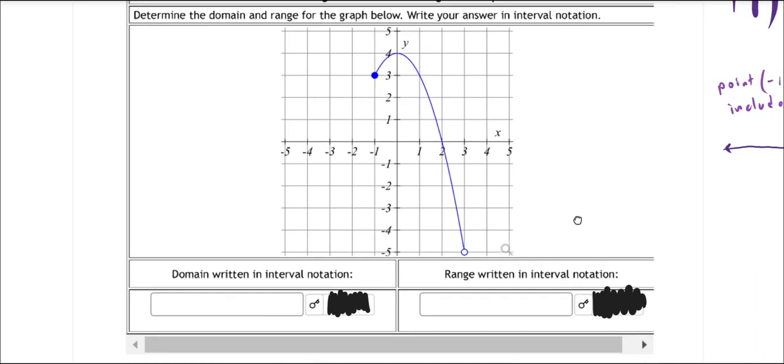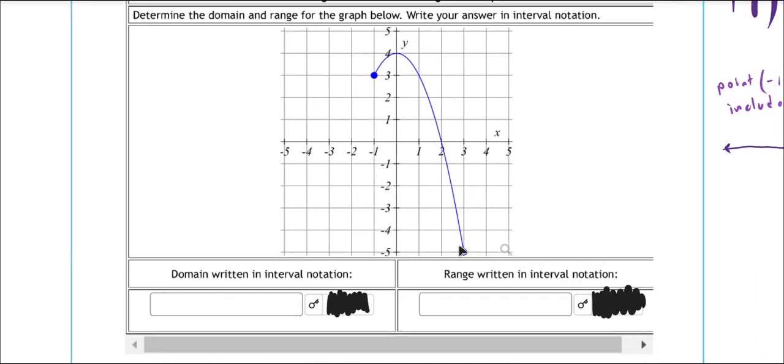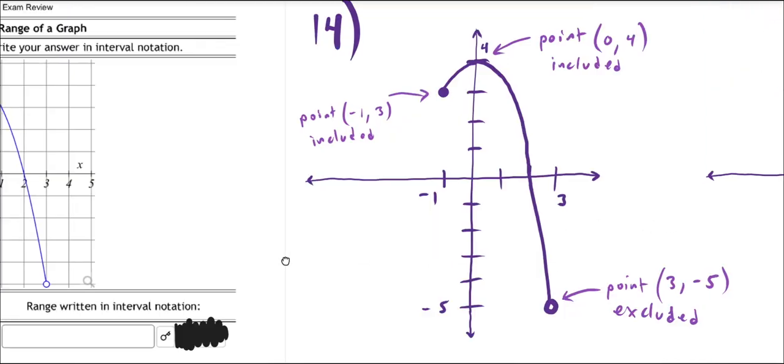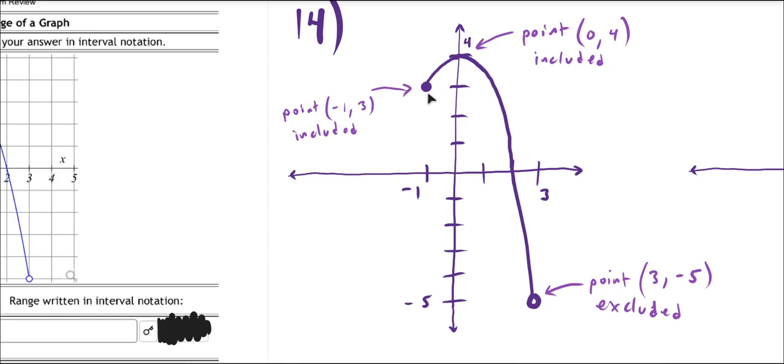The graph seems like a part of a curve, a finite curve. It starts here, it goes up, it goes down, and it ends here. The filled-in dot indicates this point is included in the graph, and this open dot indicates that this point, 3, negative 5, is not included in the graph. Another important point to note is that when you see this crest, this peak that it does here, this point of the peak, 0, 4, this is going to be included.